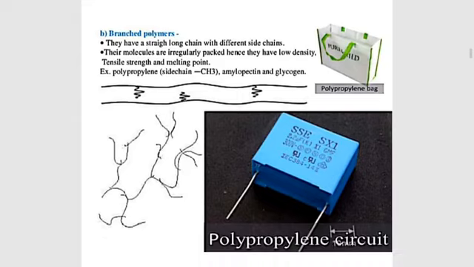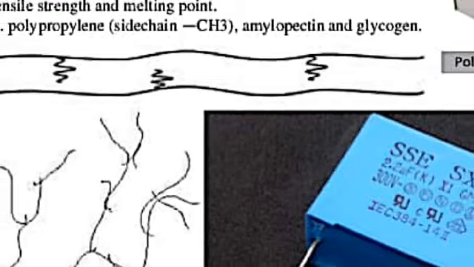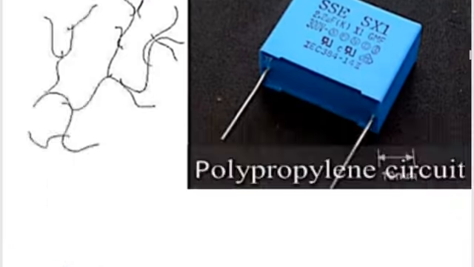Next is branched polymer. They have a straight long chain with different side chains, so this will have branches. Their molecules are irregularly packed, hence they have low density, tensile strength and melting point. Examples: polypropene, amylopectin, glycogen, etc. I hope you can see the branches. Certain groups will be present along with the linear chain, and the branch groups make it a branched polymer.